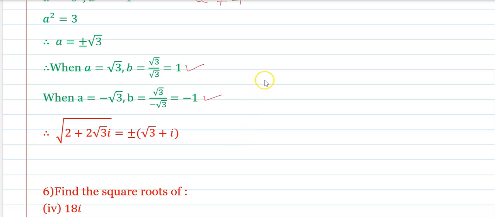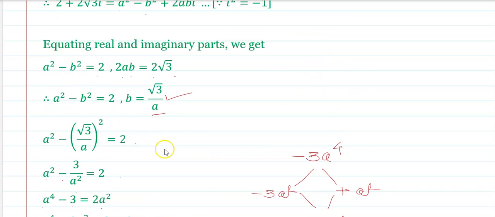And hence the roots are. What are the roots? This is root 3 plus i. What about the second? Minus root 3 minus i. And hence, if we combine it, you are getting plus or minus root 3 plus i. That is, the root of 2 plus 2 root 3i is equal to plus or minus root 3 plus i. Okay. You can see it again.